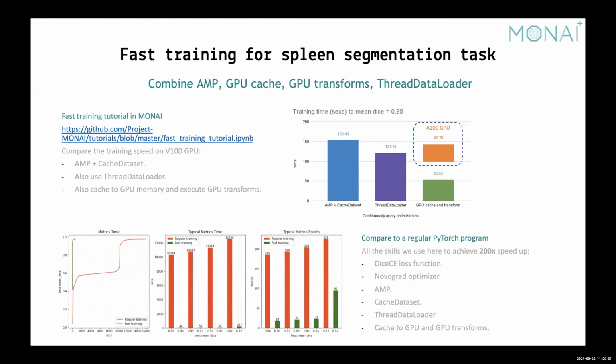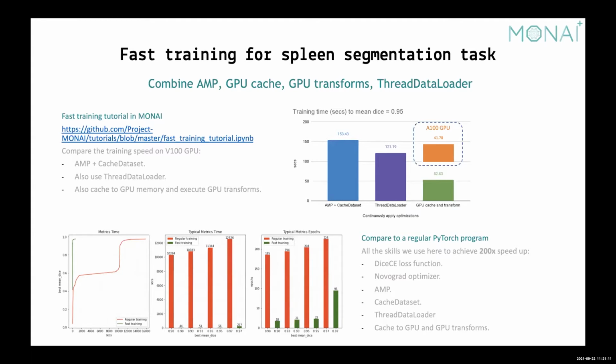And in this fast training tutorial, we actually combined some algorithm optimization and GPU acceleration skills together. Compared to a regular PyTorch program, here we used the DiceCE loss function instead of the common Dice loss function, and the Novograd optimizer instead of the common Adam optimizer. We also use AMP, cache dataset, thread data loader, and the GPU transform as we just talked about.